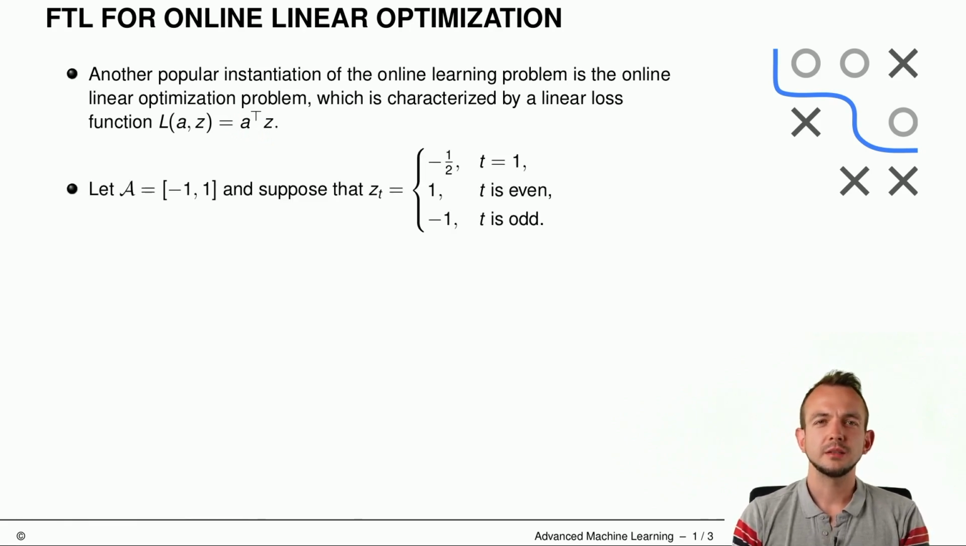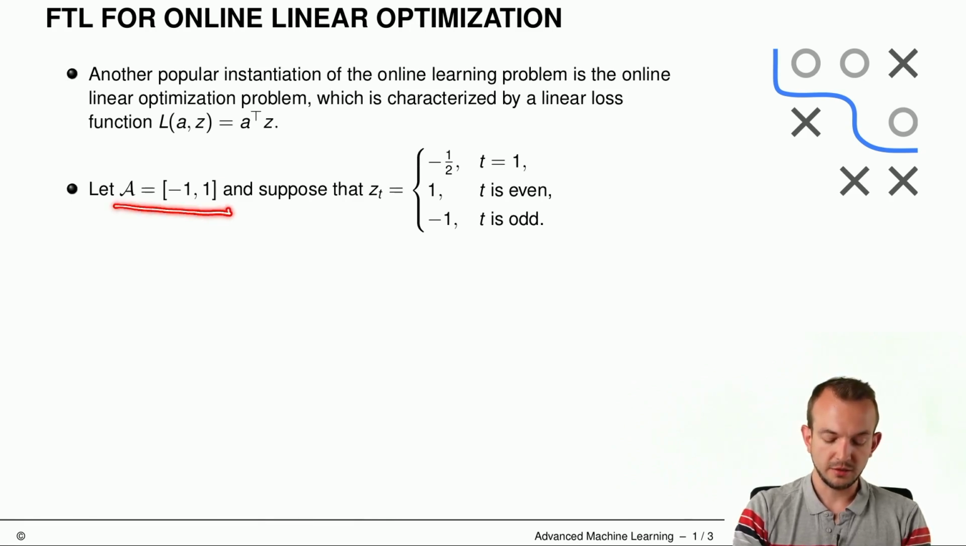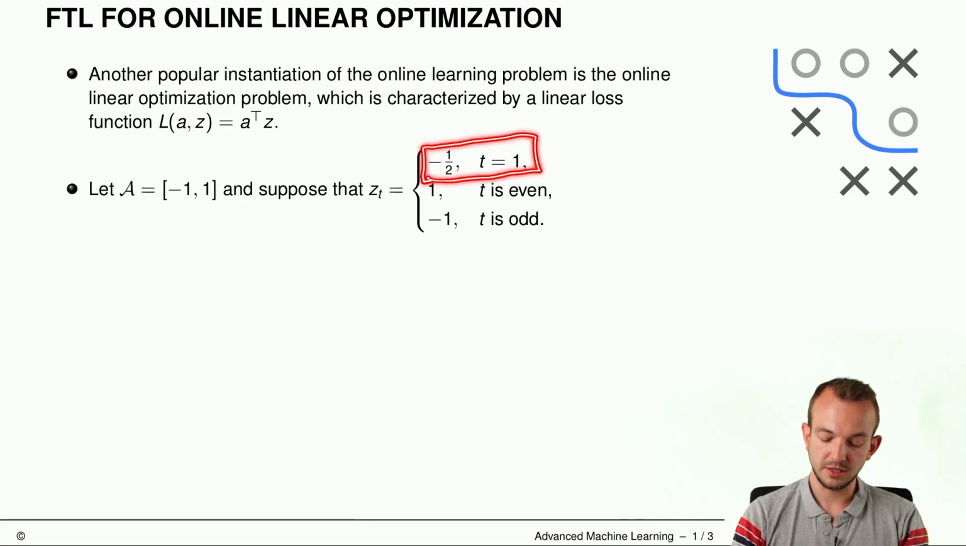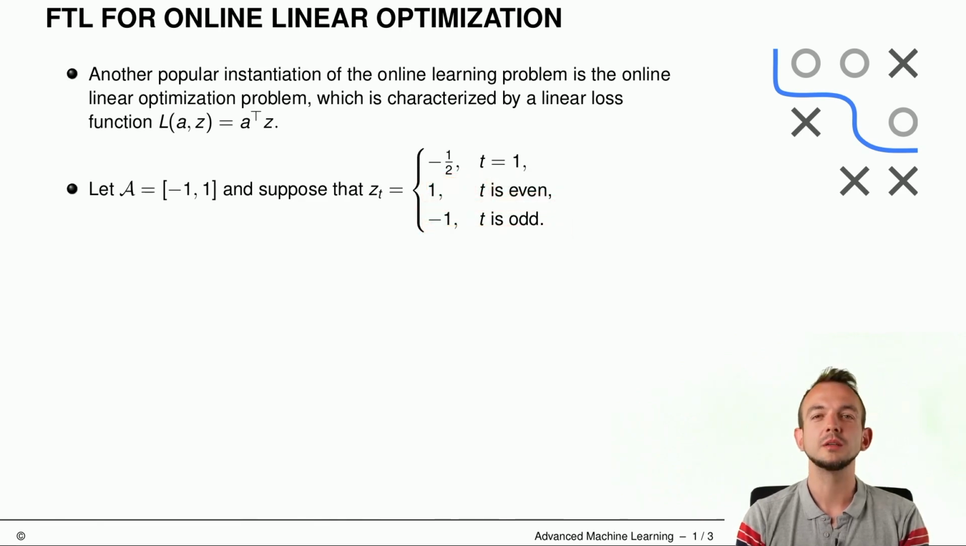All right, and we will now have a look at a very simple example of an online linear optimization problem, where the action space is one-dimensional. It's simply the interval ranging from -1 to +1. And our environmental data points are given as follows. The very first environmental data point is -1/2. And then it's alternating between +1 and -1, depending on whether the time step is even or odd.